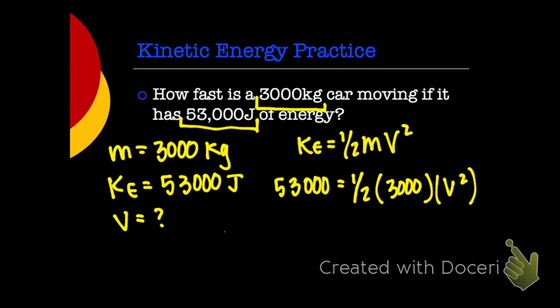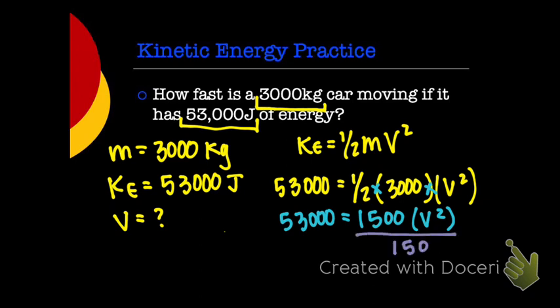My goal is not to solve for v squared. My goal is to solve for v, right? For just velocity. So let's figure out how I can do that. I need to multiply those numbers together first. 1/2 times 3,000 gives me 1,500 times v squared. What does my next algebra step have to be? What do we think? Divide by 1,500 on each side.